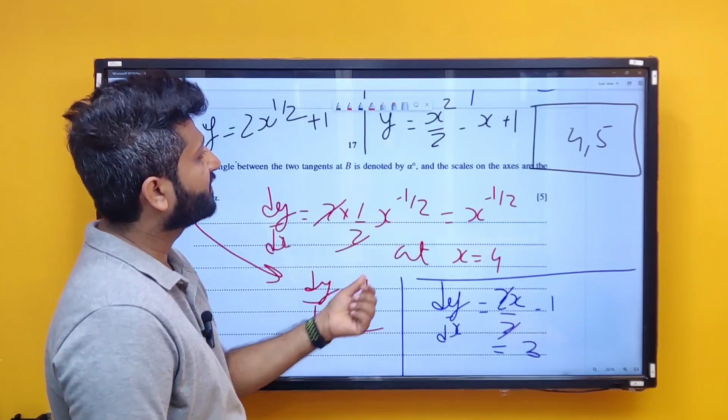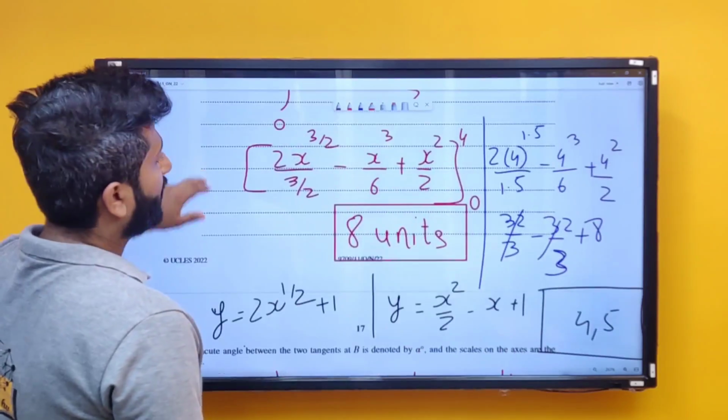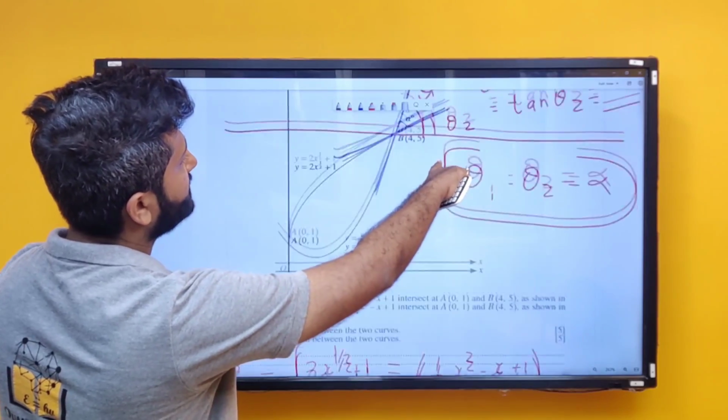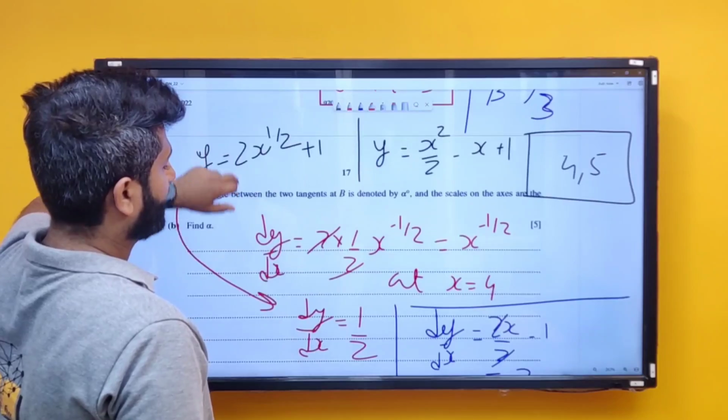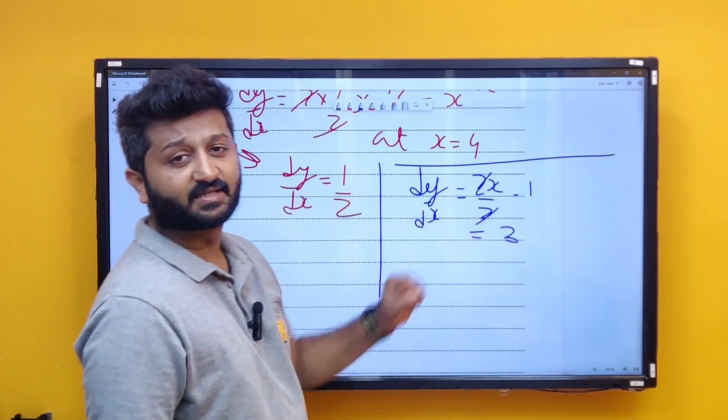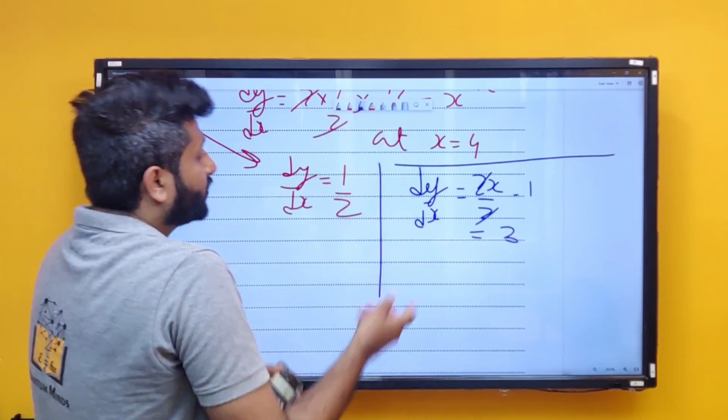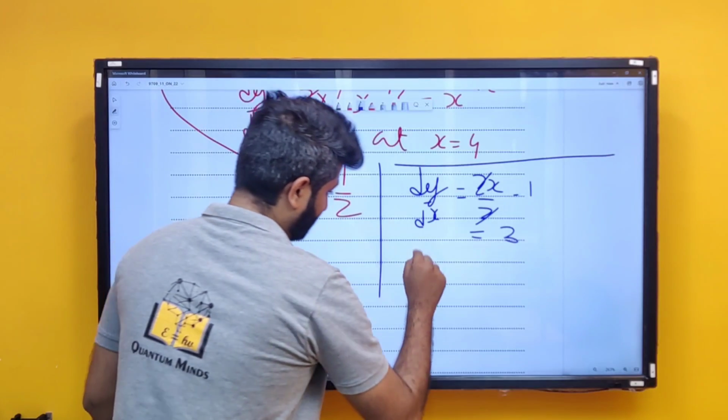Half minus 1 is minus half, and the value of the point where they are intersecting is (4, 5). So x is 4. This is going to be half, and this gradient is 3. So what we need to do is simply find theta.